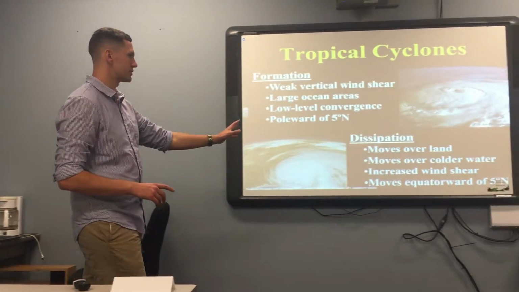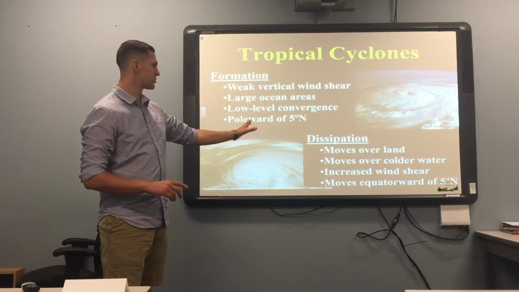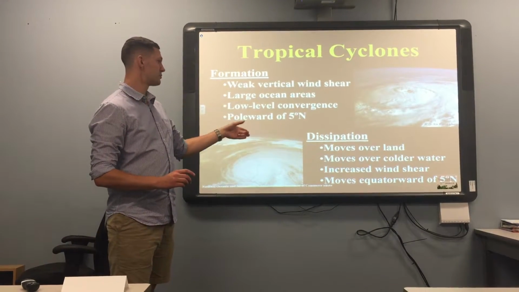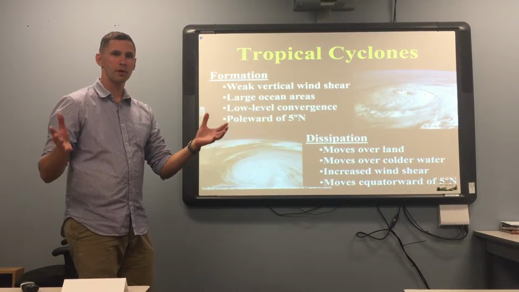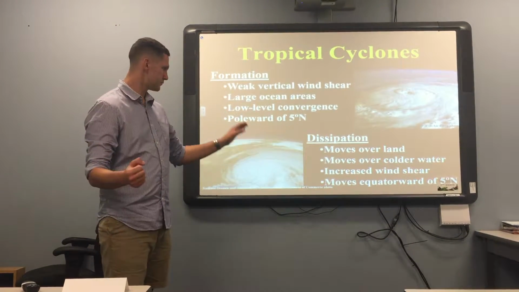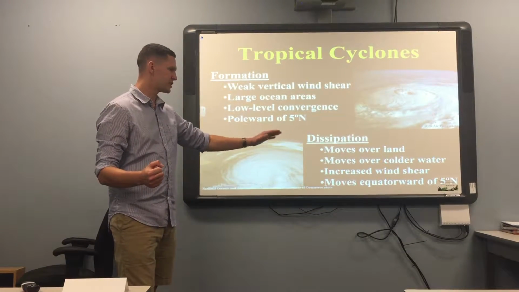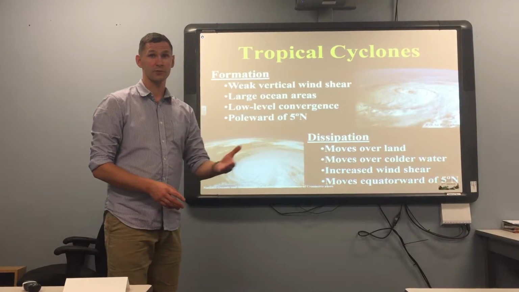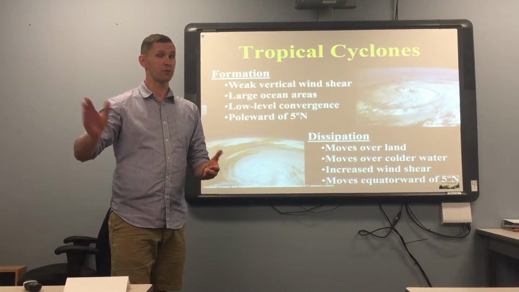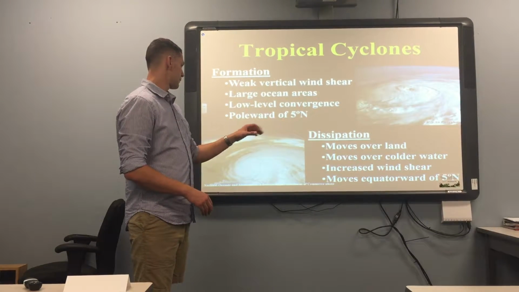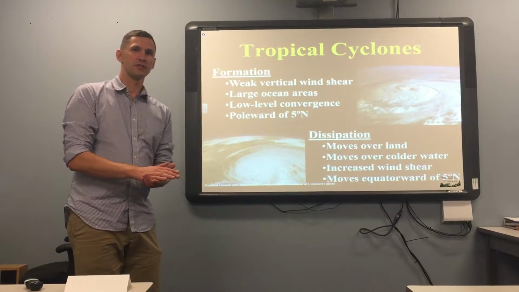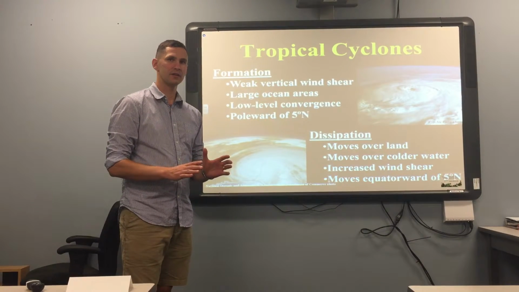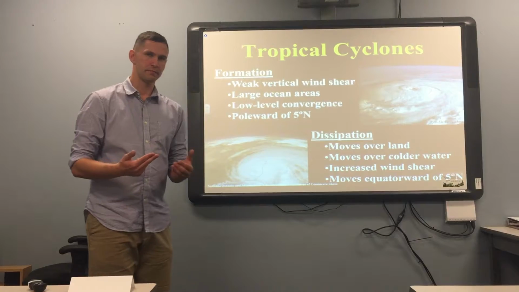Now just the opposite will dissipate these storms. If the storm moves over land, it doesn't get that fuel it needs via water. If it moves over colder water, you're not getting that warm air to fuel that storm. Again, increased wind shear will tear the storm apart. Example is if a cold front moves through, the storm is going to go straight away from that cold front. And if the storm moves equatorward back towards 5 degrees north, that Coriolis effect won't be happening and the storm will lose its spin.